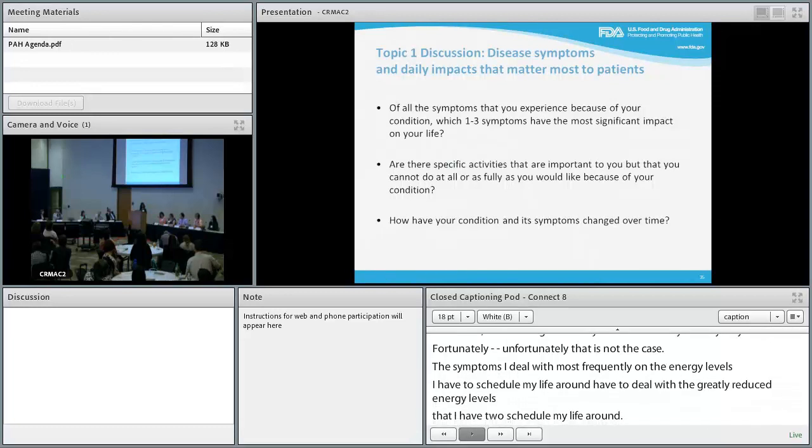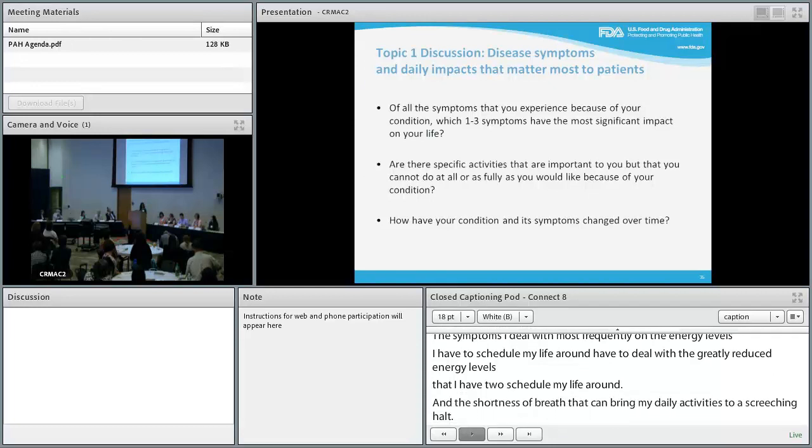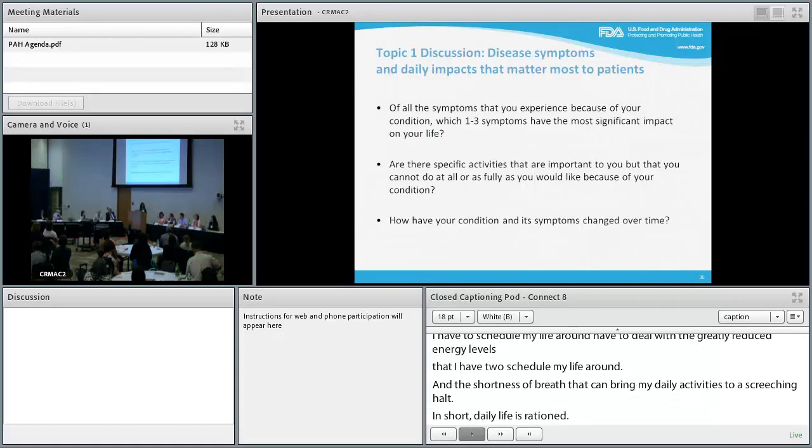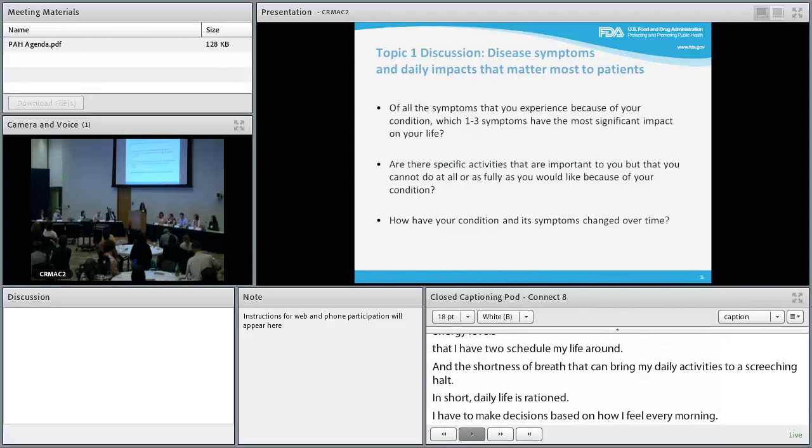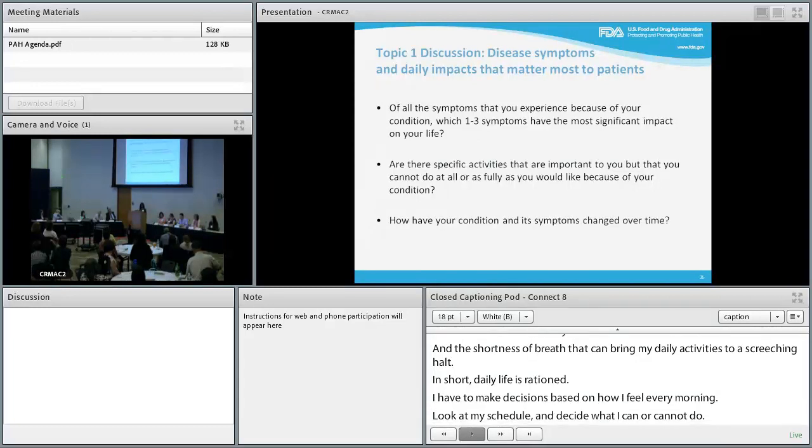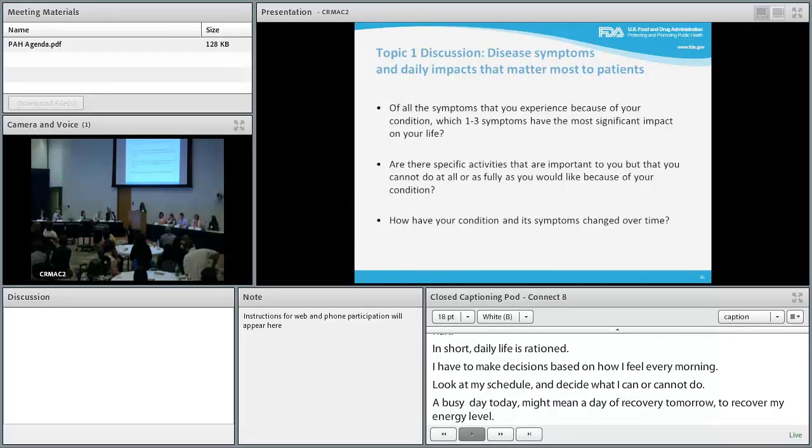In short, my daily life is rationed. I have to make decisions based on how I feel every morning, look at my schedule, and decide what I can or cannot do. A busy day today might mean a day of recovery tomorrow to recover my energy level. My energy level is less than half of what it was 5 years ago.